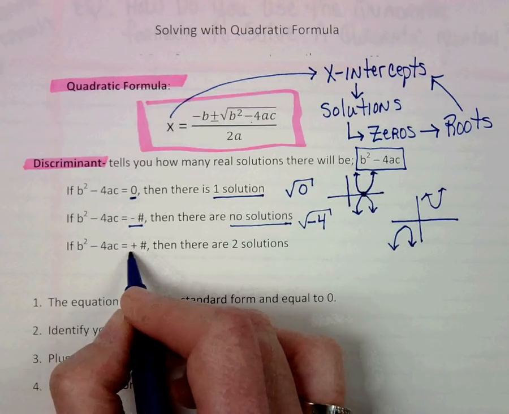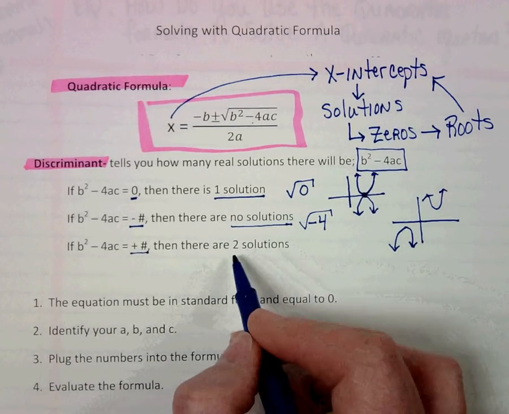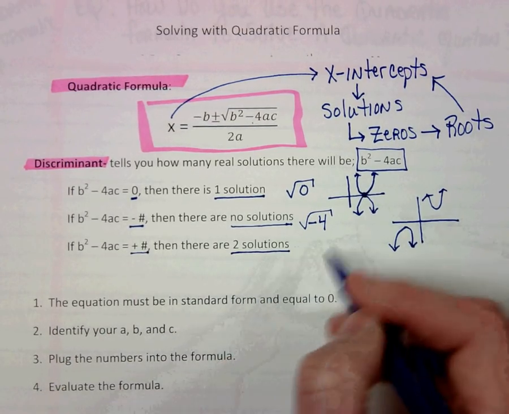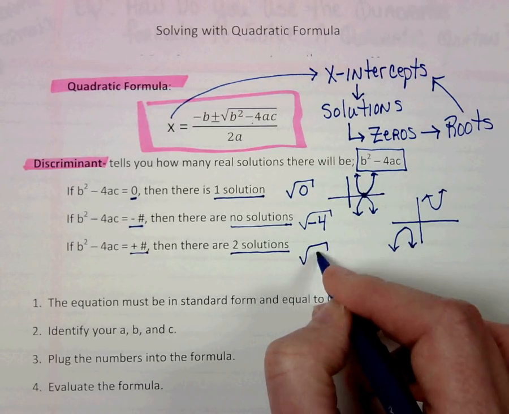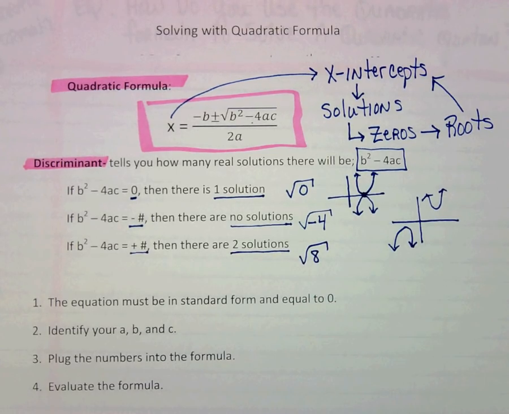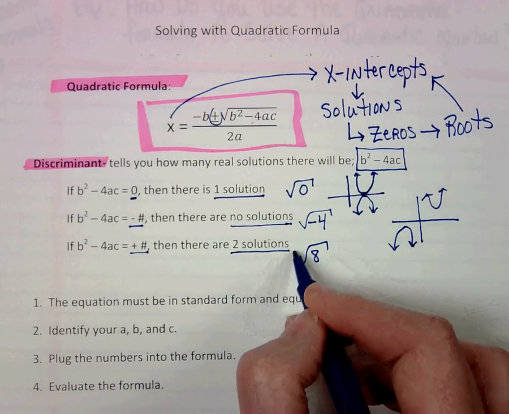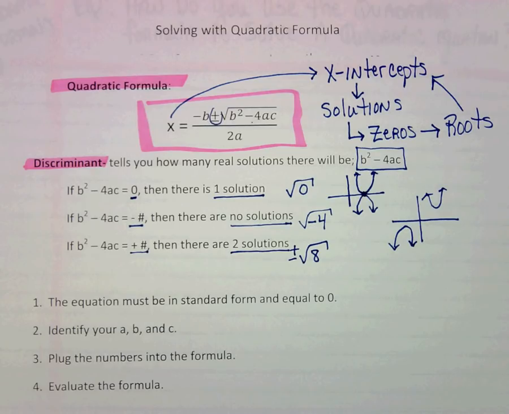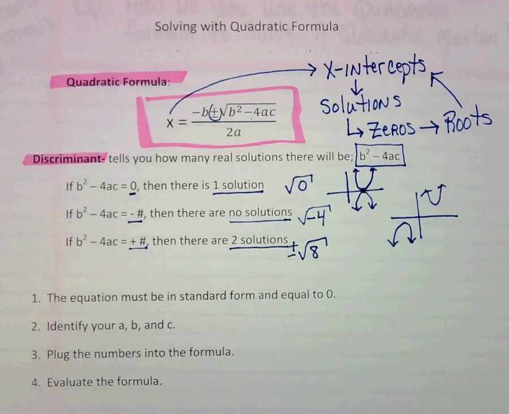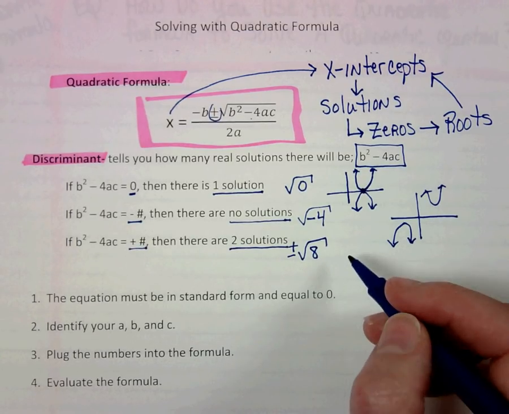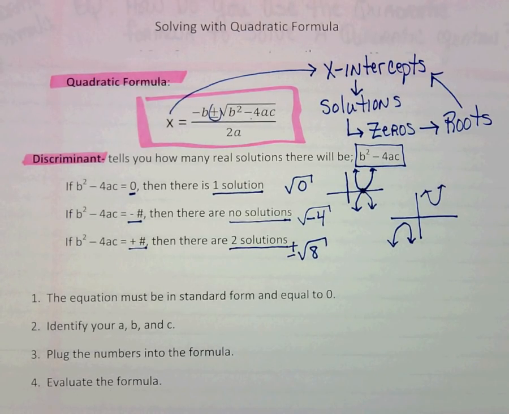And then if our discriminant comes out to be a positive number, then we know there are two solutions. Because whether it's a perfect square or not, we know that we have this plus or minus part. And so we can take positive the square root of 8, and we can take negative the square root of 8. And that would just mean that our graph crosses the axis twice.